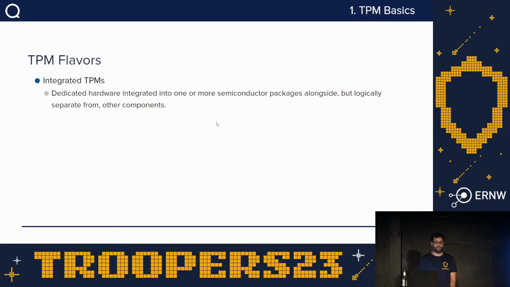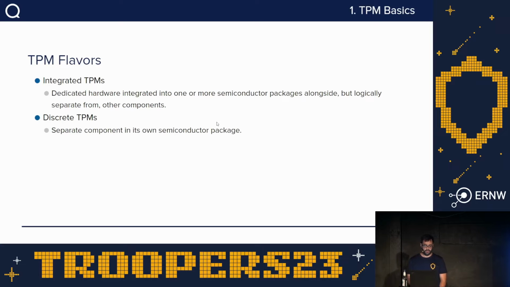So TPMs come in different flavors. You have hardware TPMs, which is basically a chip. And among the hardware TPMs, you have the integrated ones, which are just integrated with the rest of the components. You have discrete TPMs. If your computer doesn't come with one, but your motherboard has the proper header, you can buy one and connect it to your motherboard.